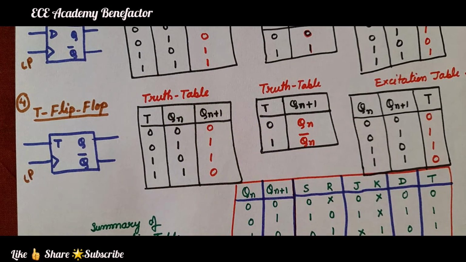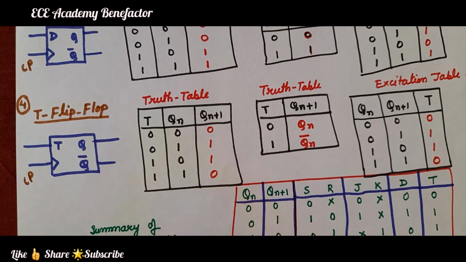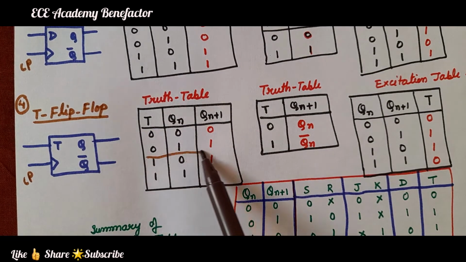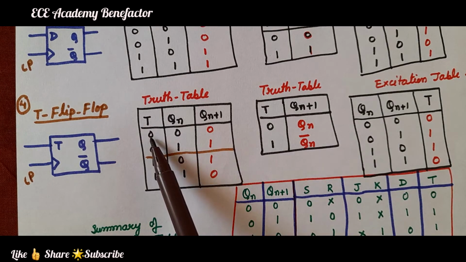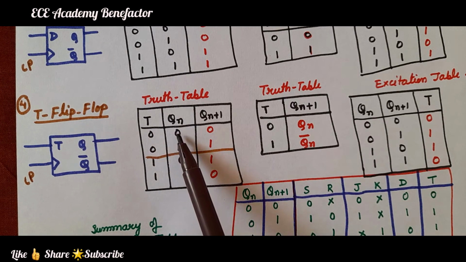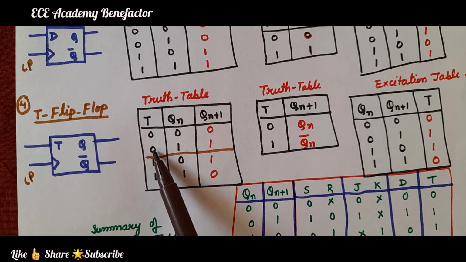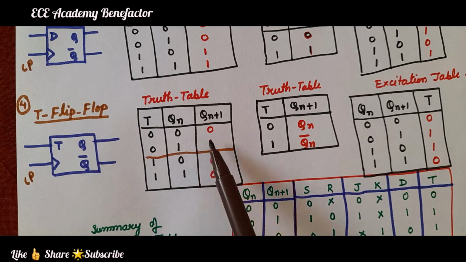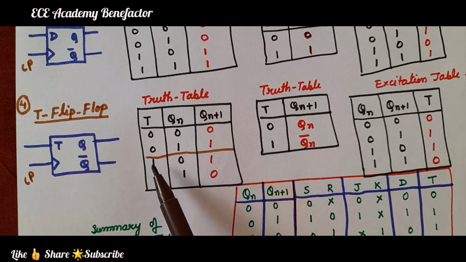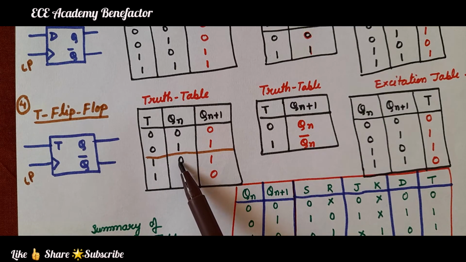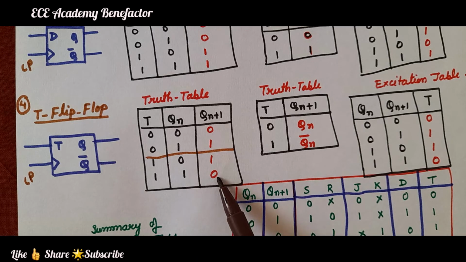T stands for toggle. So, whenever T value is 0, it will not toggle. Here T is 0, so it is not toggling. Whatever is at Qn, the same thing is appearing here. When T value is 0, no toggling, so the Qn value is reflected in Qn plus 1. When T value is 1, it becomes toggling. Toggling means Qn will become Qn bar. So, 0 will become 1, and when T value is 1 and Qn value is 1, this 1 will become 0.